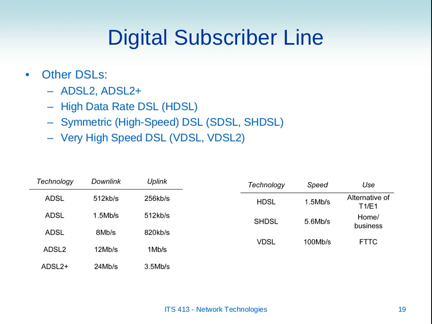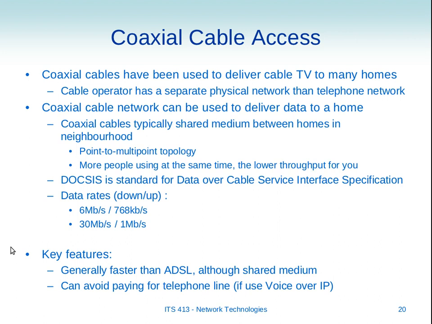What other technologies can we use? Coaxial cable or optical fiber? Coaxial cables have been used for cable TV networks. So many places have cables coming to them and the TV is delivered by that. We can use the same cables for network access, for data communications. It's a separate physical network than the telephone network.